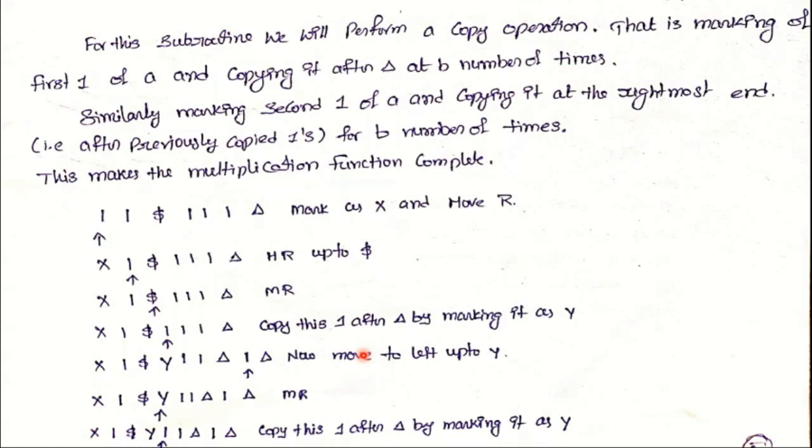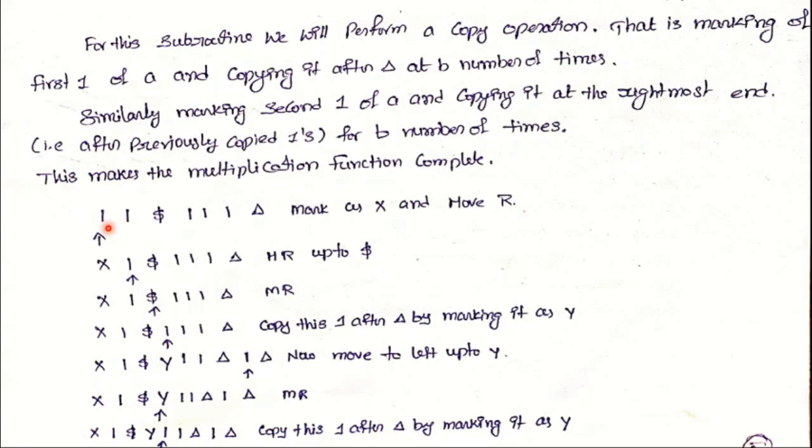In this manner we can implement the Turing machine. For example, now we consider these values. This is A and this is B. That means the A value is 2 and the B value is 3. This is the unary representation.